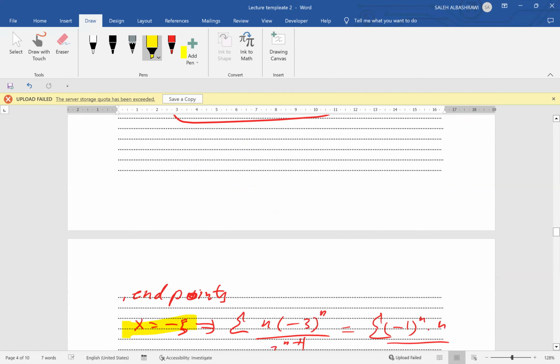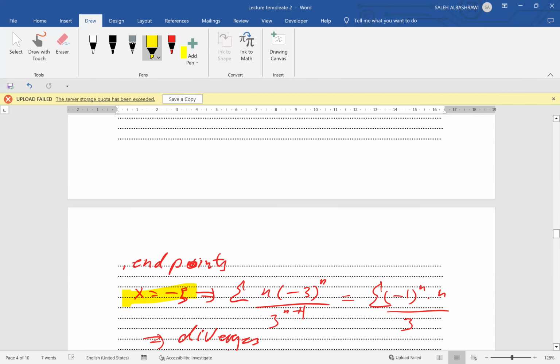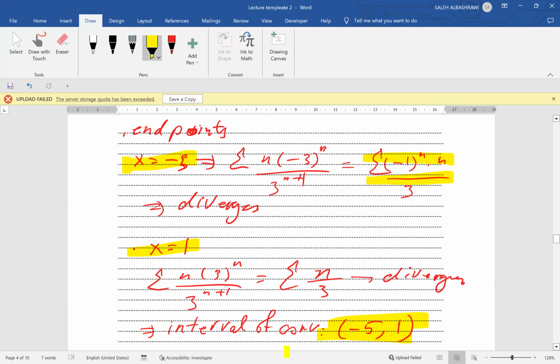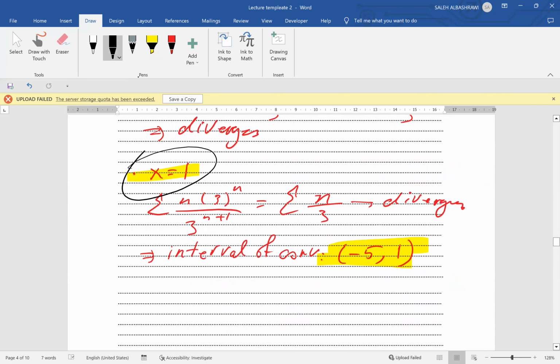And to find the interval, we need to check the endpoints. When x equal to minus 5, we found that this series is divergent, which means minus 5 is not included in the interval of convergence. For the other endpoint, x equal to 1, if we replace x by 1, we will have the series n divided by 3, which is also divergent, which means x equal to 1 is not included either. So we conclude that the interval of convergence is the open interval between minus 5 and 1.